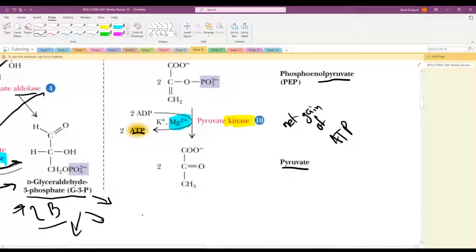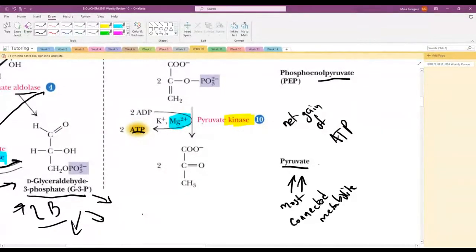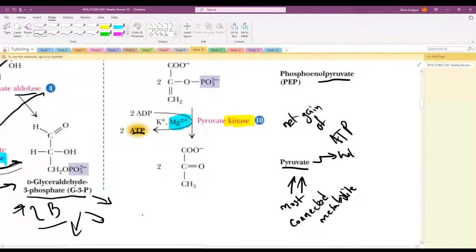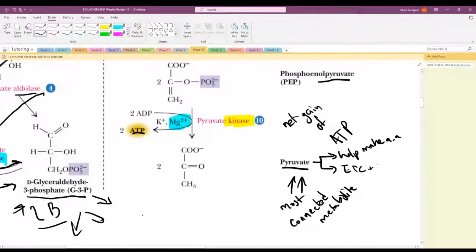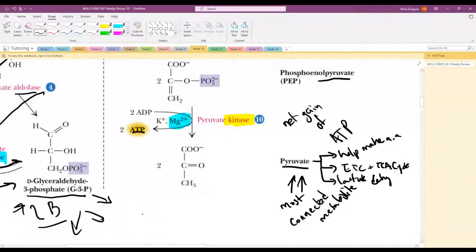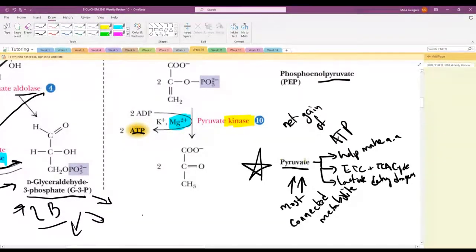However, what I believe is the most important thing is this pyruvate right here. As I've called it a few times, and as your professors have probably said, it's the most connected metabolite. This pyruvate can go on to help make amino acids, which I'll abbreviate AA. It can go through the electron transport chain and the tricarboxylic acid cycle to give us more energy. It can go through the lactate dehydrogenation reaction. It can go through a million different reactions to give us different things depending on what we need. In my opinion, this pyruvate is one of the most important things in our body.